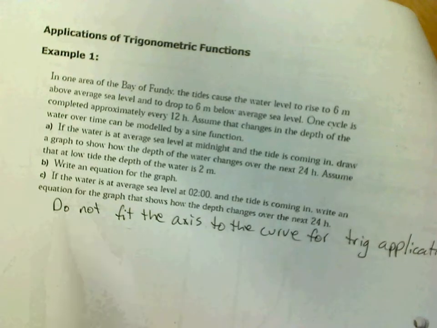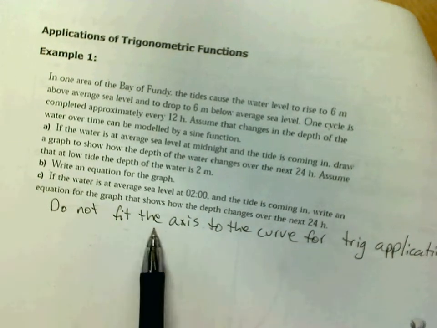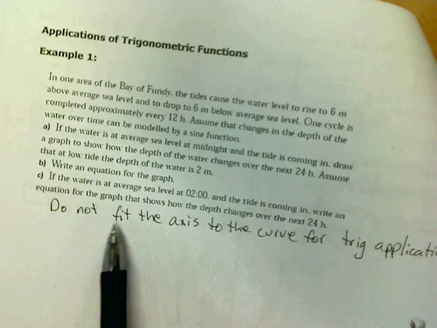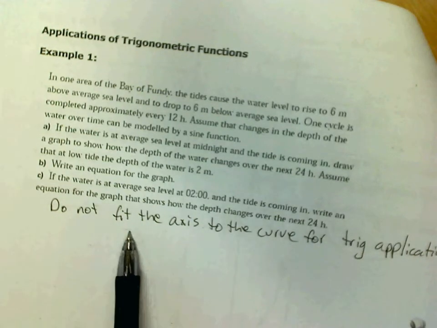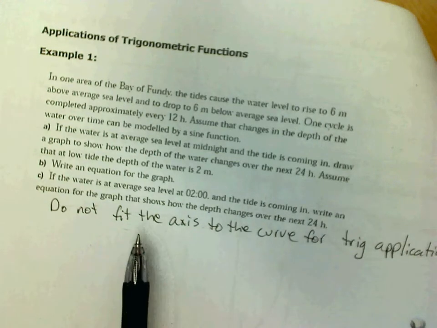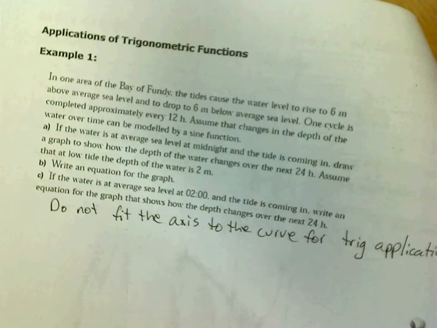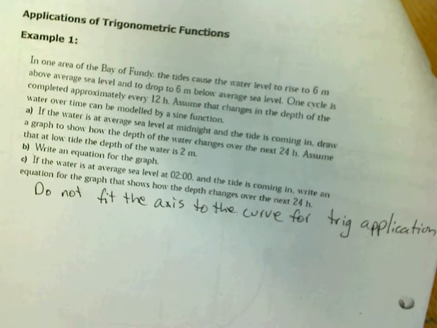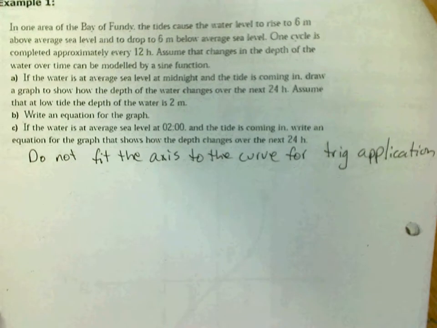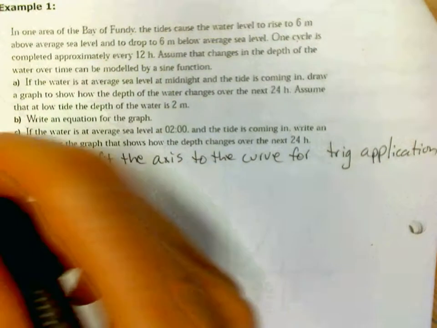For trig application questions, don't fit the axis to the curve, because you need to show where the level of the ground is 0. If it's a Ferris wheel question, you need to show where the time is 0, etc. So you don't just start fixing the axis to the curve. You need to draw a more complete diagram.